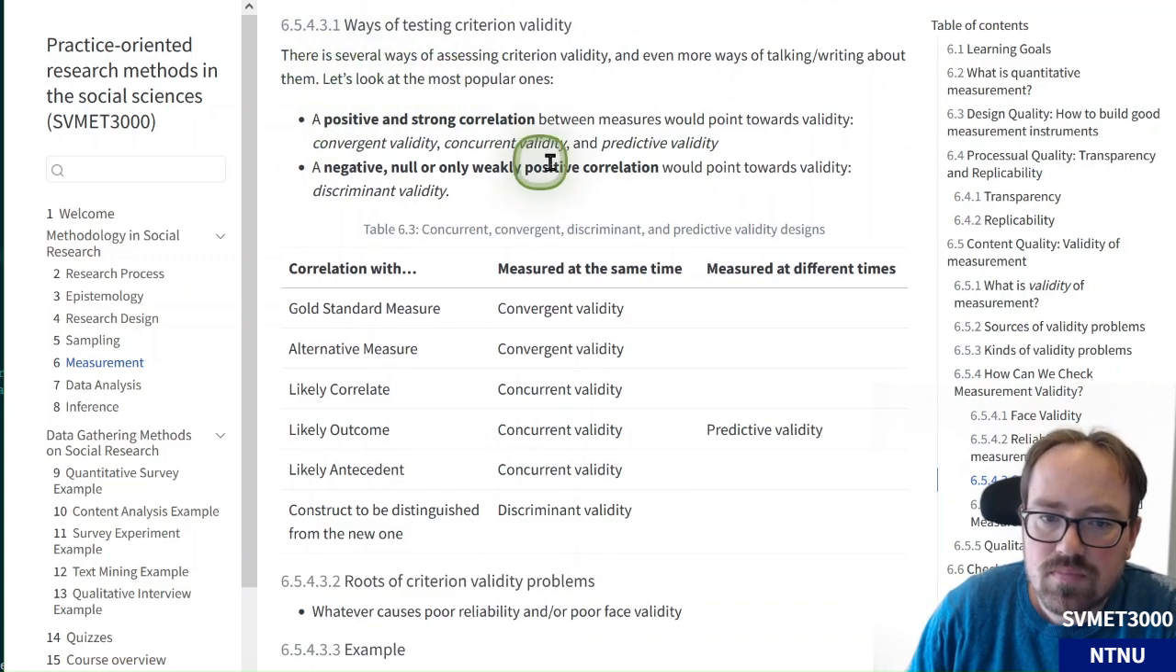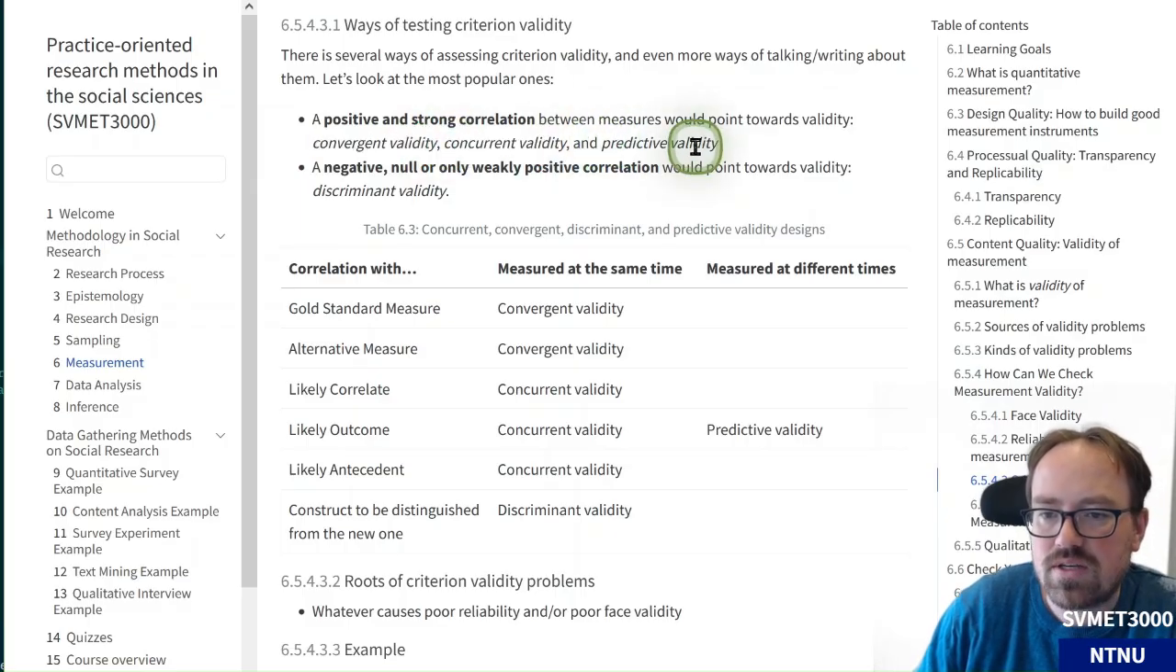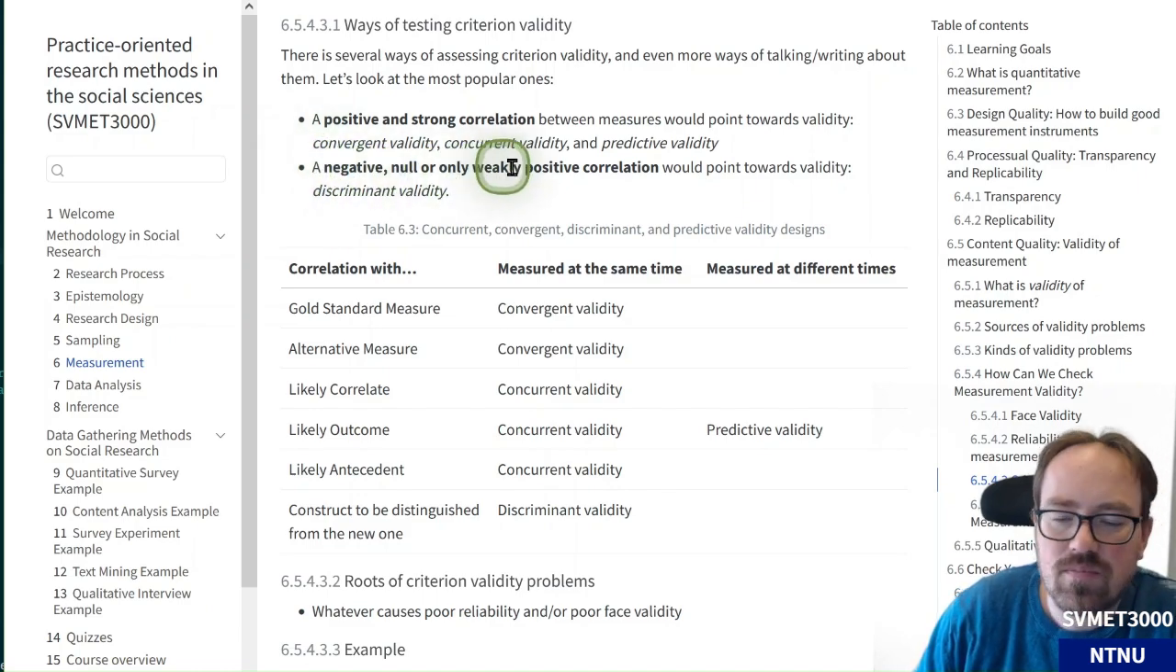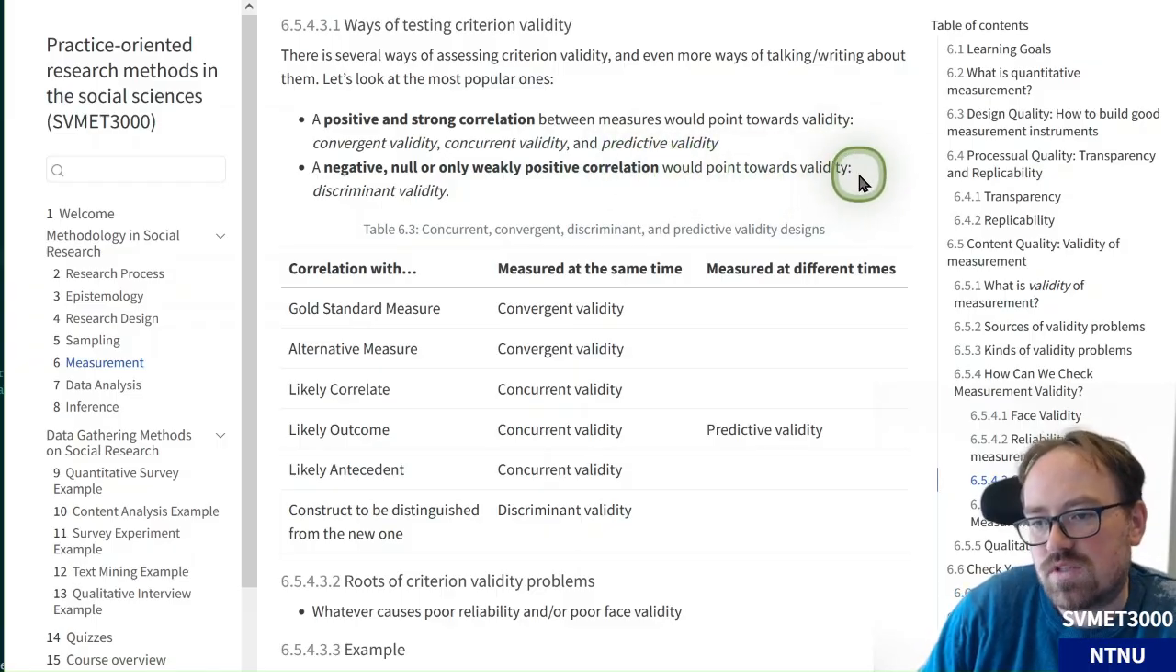So what we want is usually a positive and strong correlation between measures that would then indicate high validity. If we want positive and strong correlation, we call this validity testing convergent validity, concurrent validity, or predictive validity. We'll look at this table in a second that shows you which is which. And if we want a negative, a null, or at best a weak positive correlation, and that would point towards validity, then we call this discriminant validity.